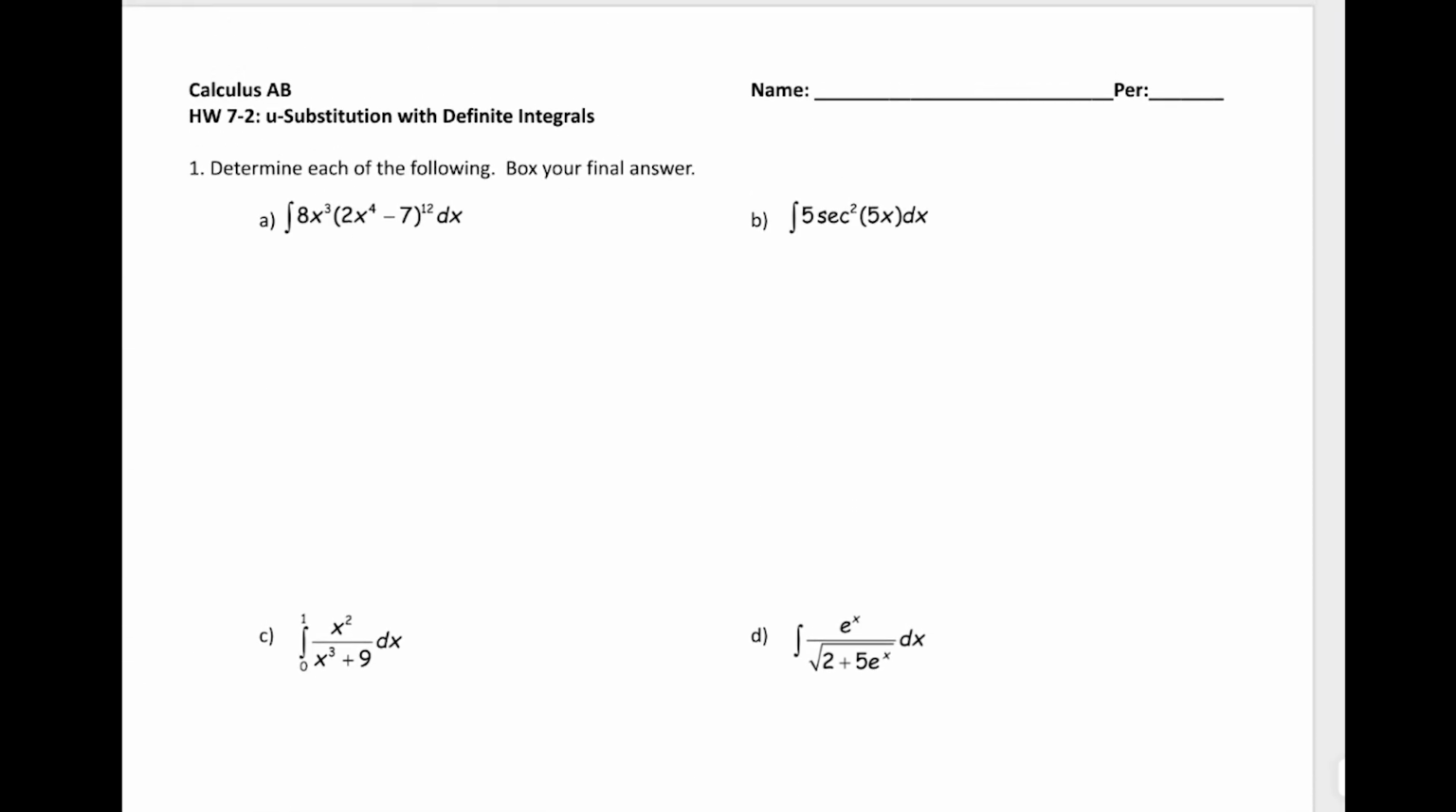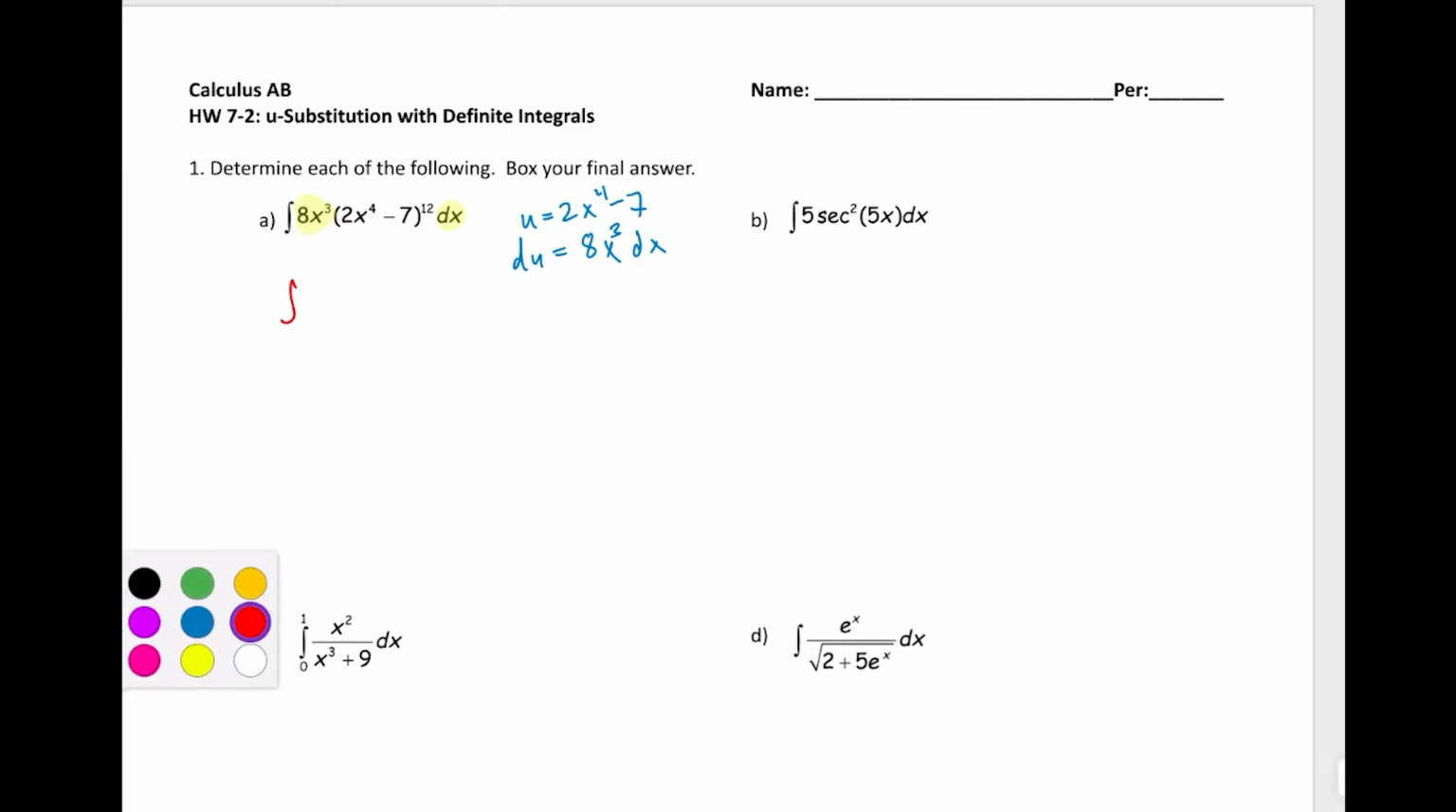So number one is an integral of 8x cubed times 2x to the fourth minus 7 to the 12th power. Here we want to let u be 2x to the fourth minus 7. And du will end up being 8x cubed dx. And we see that 8x cubed dx right there in the problem. So we can make a direct substitution here. This is going to be a perfect match problem for the u-substitution.